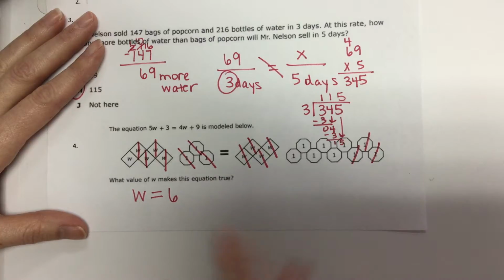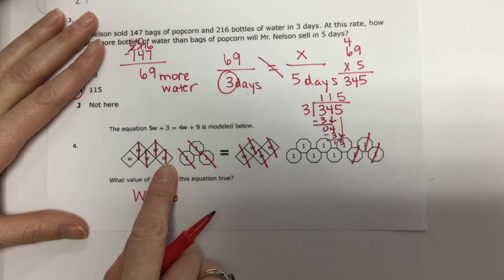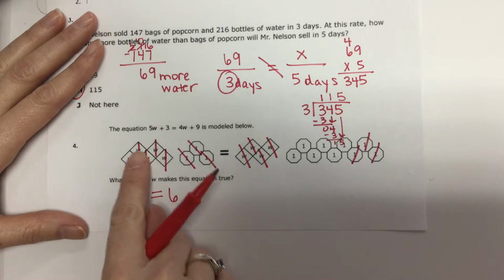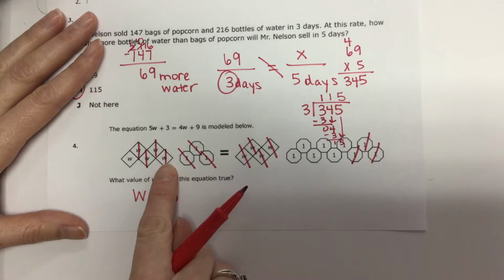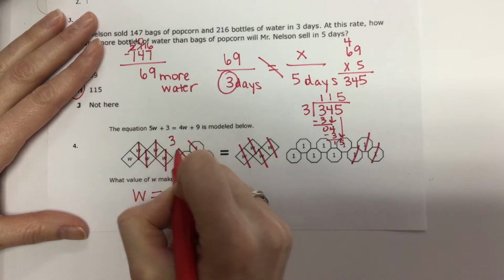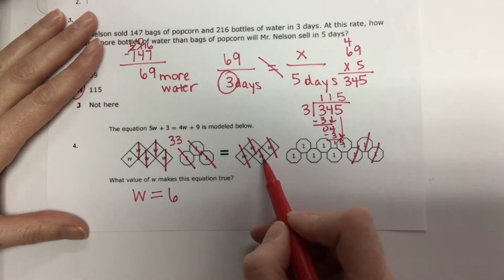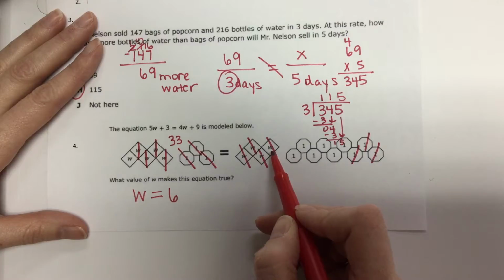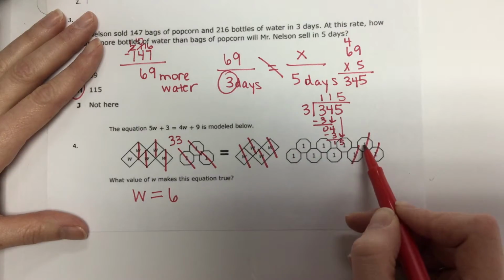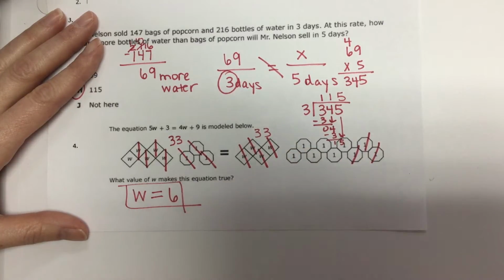And I can check that by taking each one of these boxes here and putting the number 6 and adding it together. So 6 plus 6 plus 6 plus 6 plus 6 is 30, plus 3 makes this side 33. And here, 6 plus 6 plus 6 plus 6 is 24, 25, 26, 27, 28, 29, 30, 31, 32, 33. So I can see that my answer here is correct.